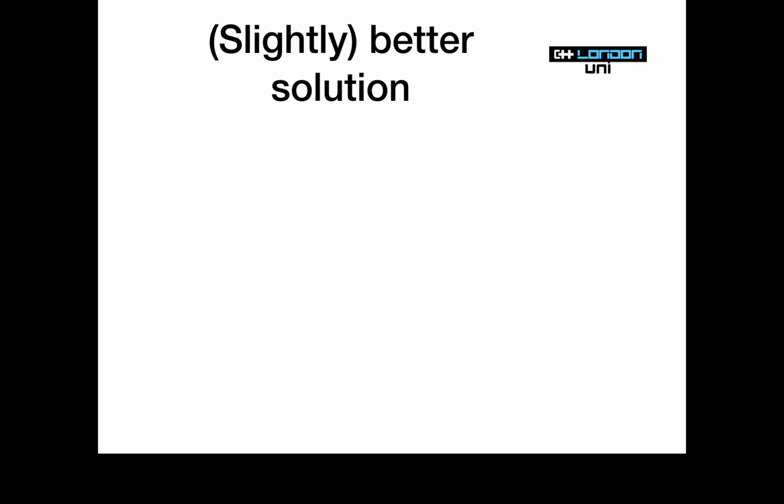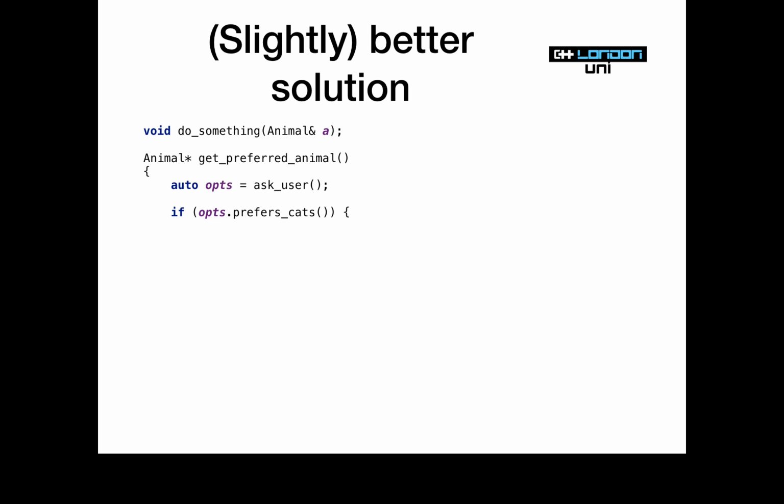So let's have a look at a slightly better solution. We're going to use something new here. Okay, now our getPreferredAnimal function returns a pointer, returns an animal pointer. So once again, we ask the user for their preference. If they prefer cats, we return a new cat. We have this new keyword. The new keyword is new. Otherwise, we return a new dog.